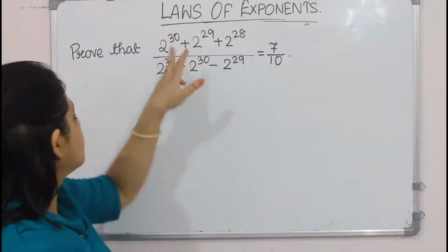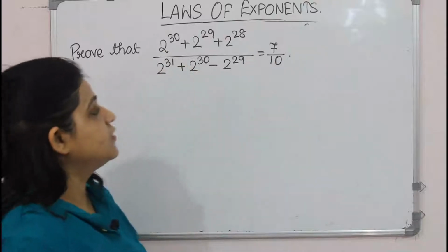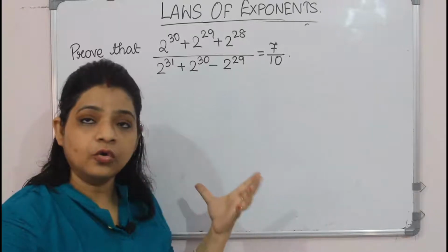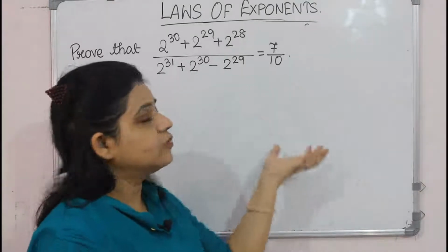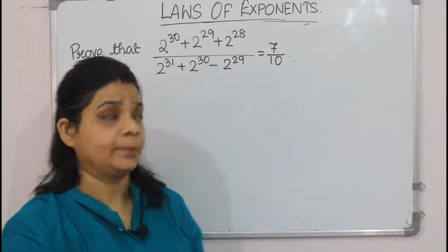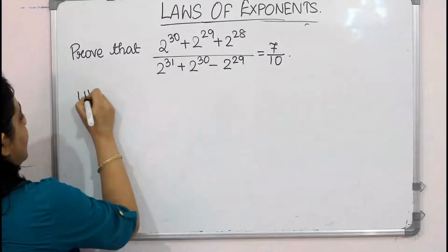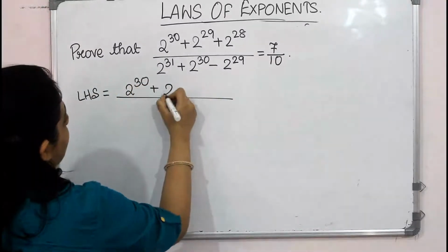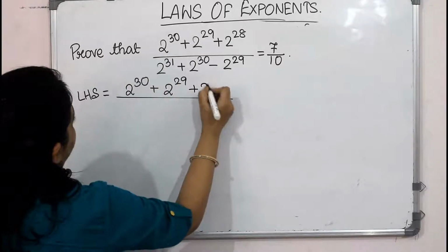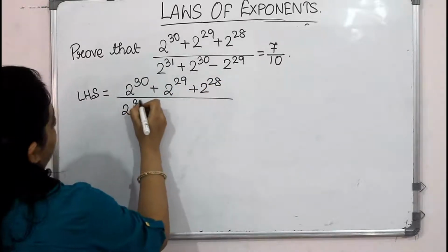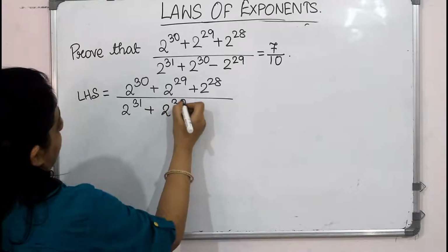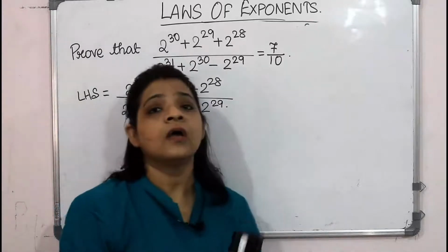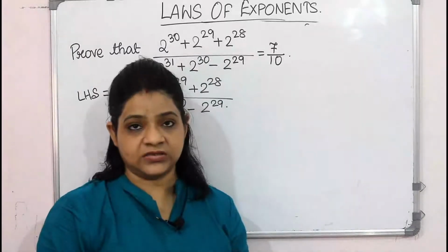The third sum is also you have to prove this expression is equal to 7 by 10. So similarly, the procedures that you have followed in the last sum, so that only you have to use over here. Okay, so LHS, I will write LHS equal to 2 to the power of 30 plus 2 to the power of 29 plus 2 to the power of 28 over 2 to the power of 31 plus 2 to the power of 30 minus 2 to the power of 29. Okay, so here also you have to get rid of the powers.